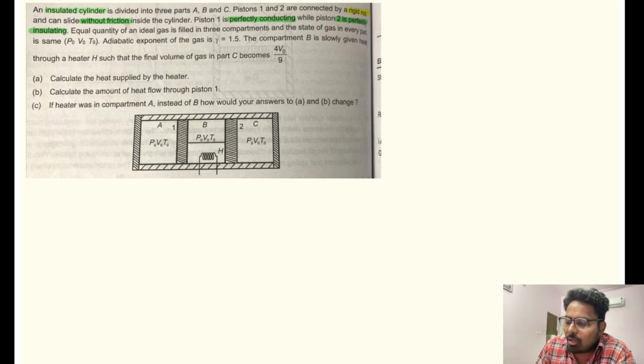An equal quantity of ideal gas is there, which means the number of moles in all three compartments is the same. The initial state of each gas is also the same, that is P naught, V naught, T naught. The adiabatic expansion coefficient is given as gamma equal to 1.5.